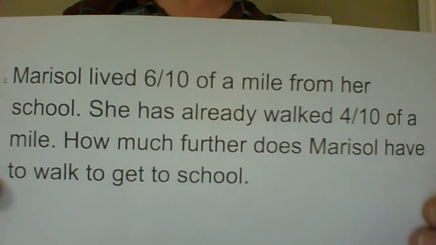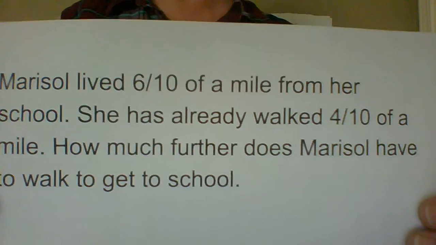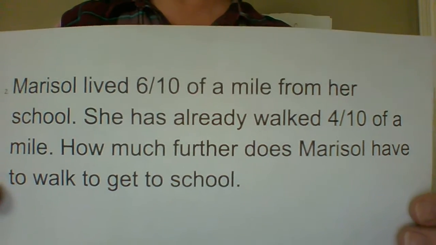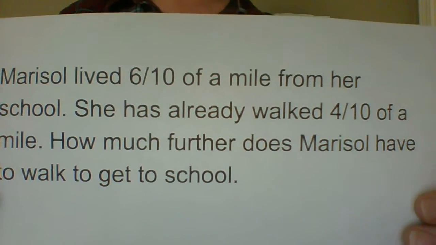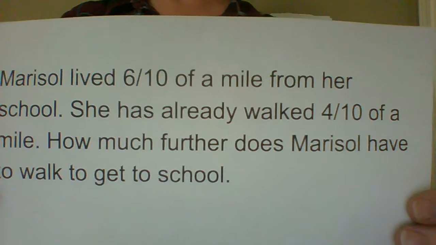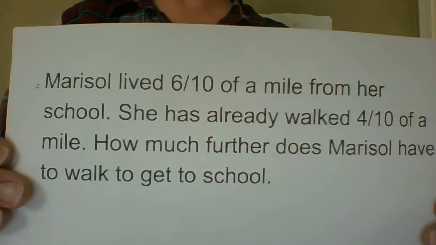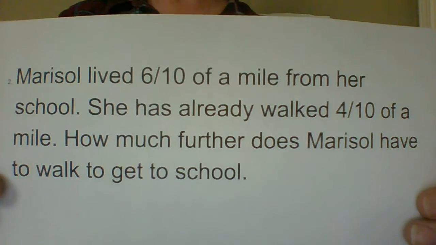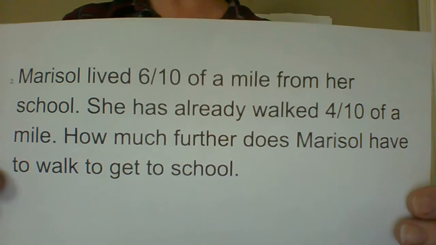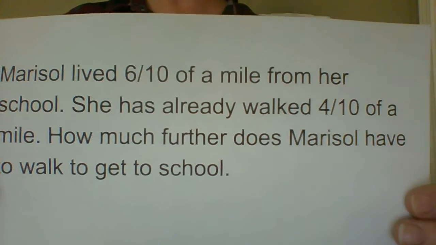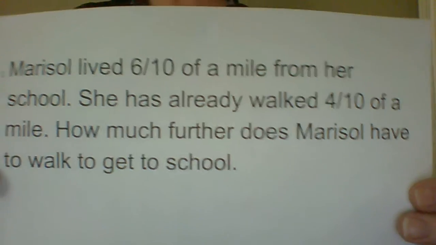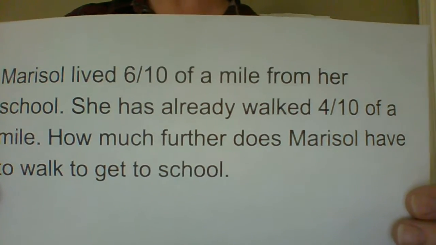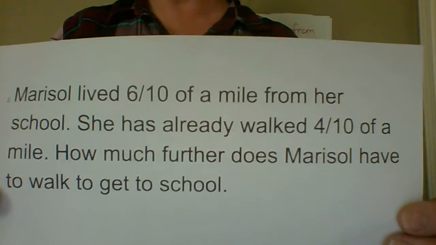One of my students might say, there was a person, I'm not really sure of the name, and this person lived 6/10 of a mile away from the school. Oh, it says her school, must be a girl. Okay. And she's already done some walking to school. She's walked 4/10 of the miles to school so far, but she still has some left to go. So we're trying to figure out how much is left.